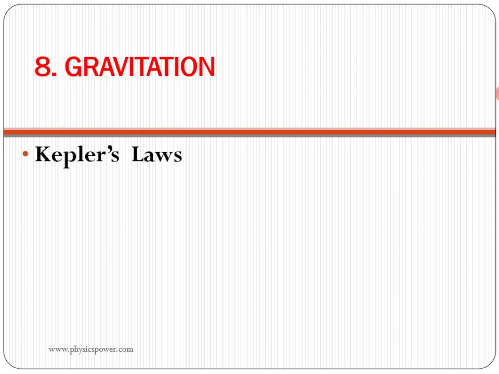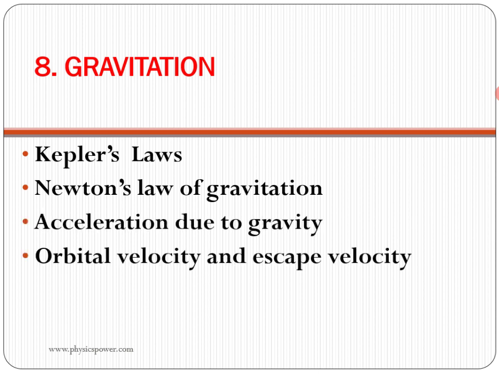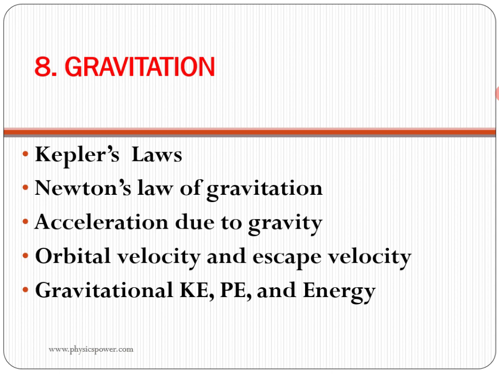Next, 8th lesson, an interesting lesson for many people, that is gravitation. In gravitation, Kepler's laws and Newton's law of gravitation, and acceleration due to gravity, orbital velocity and escape velocity. Orbital velocity means if any particle has to rotate around a particular planet, it should have a velocity; that velocity is the orbital velocity. Another one, escape velocity. For a body to escape from a particular planet, how much velocity should the body have? That is escape velocity. Those details will be there, and gravitational kinetic energy, potential energy and total energy topics will also be covered.